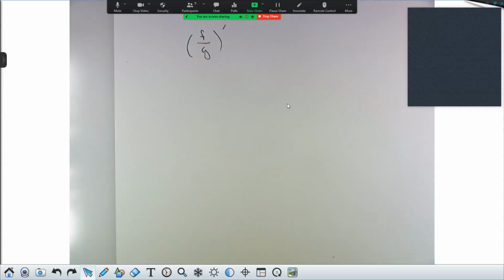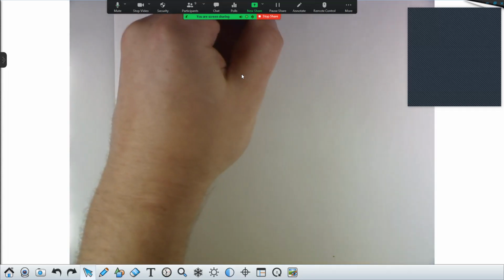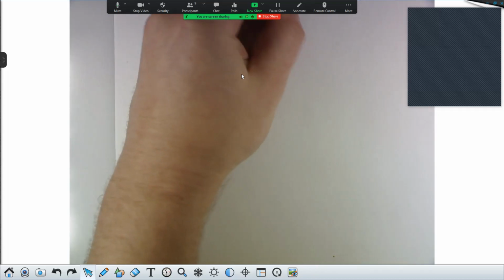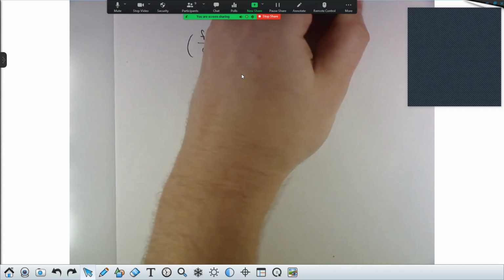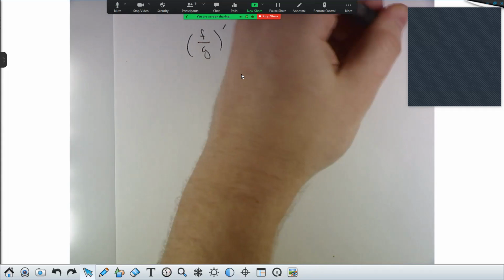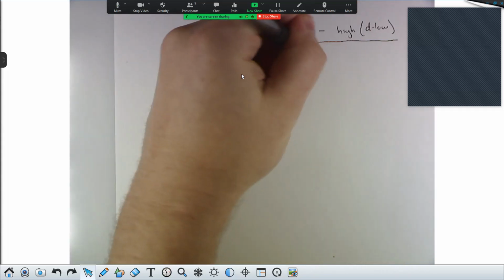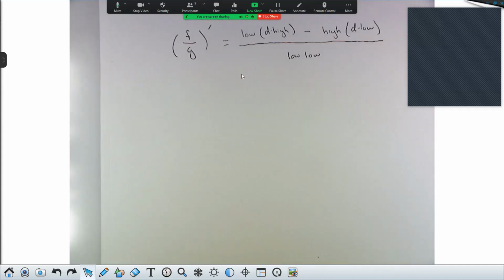If you're having trouble remembering how to handle something like this, a lot of people remember it as low times d high minus high times d low over low low. I think it works because it has a kind of sing-song quality, right? Like low d high, high d low. Kind of sounds like a goofy old 1940s sing-song thing.